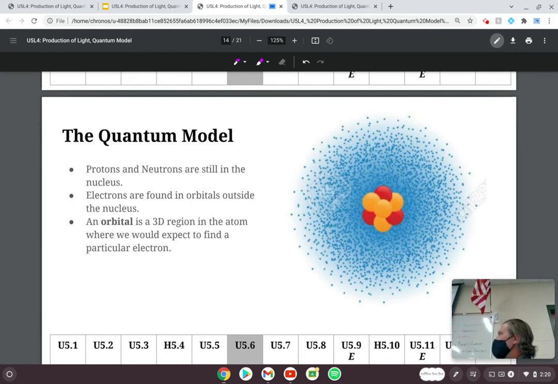Now, the quantum model. This picture right up here on the board makes it look like around the nucleus of this atom there's like a bajillion electrons. And that's not true. Every single one of those points around the nucleus of the atom is the potential probability and location as to where an electron might be.